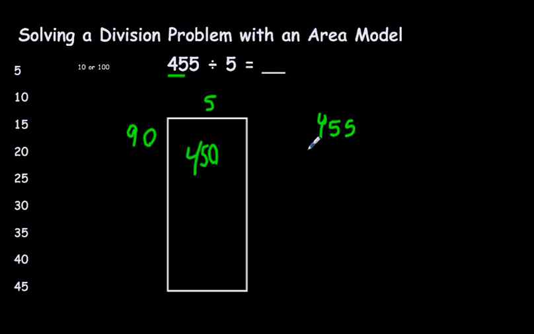So now we took a big chunk out of this problem, which only leaves me 5 left. Now I have all of this accounted for, and all I have left is to do 5 times what equals 5? 5 times 1. So 5. Instead of spending all that time doing all those small tens, I took big chunks out, and now I only have 91.